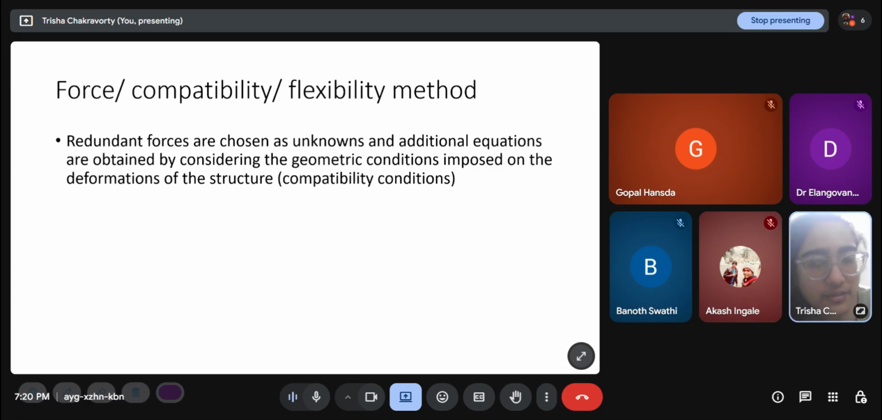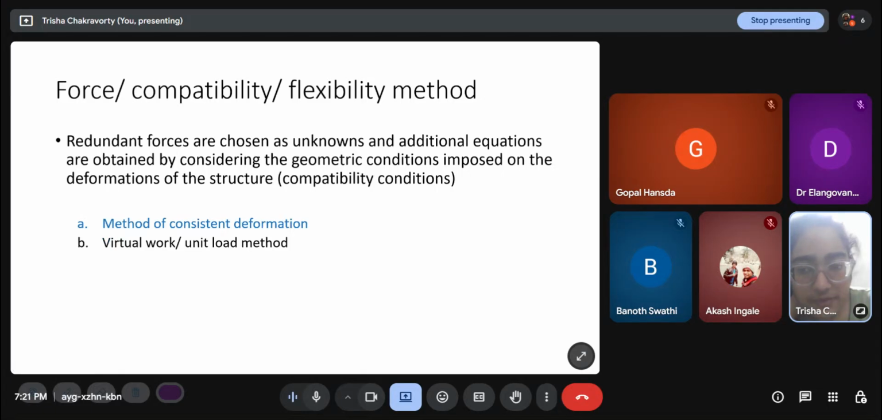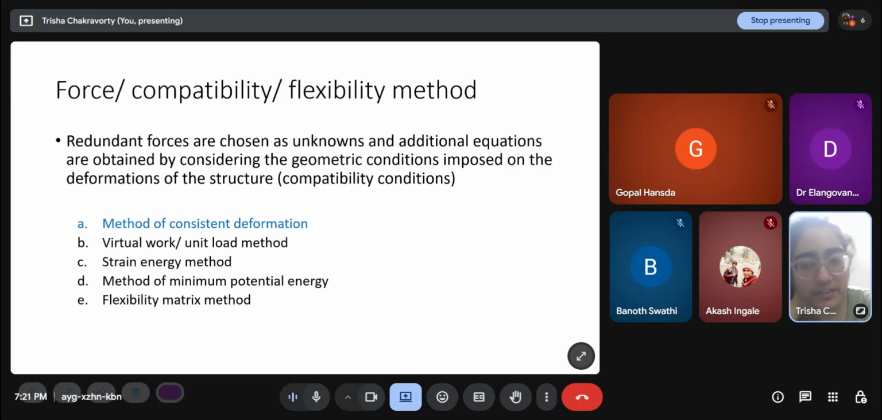Compatibility has to do with the continuity in the structure, so for example, there can be no sudden jump in the displacement and the slope has to be continuous. So we will impose those compatibility conditions to get additional equations, and the number of additional equations will be equal to the degree of indeterminacy. So that many redundant forces we want to solve. The types are method of consistent deformation, virtual unit load method, virtual work method, strain energy method, method of minimum potential energy, flexibility matrix method.